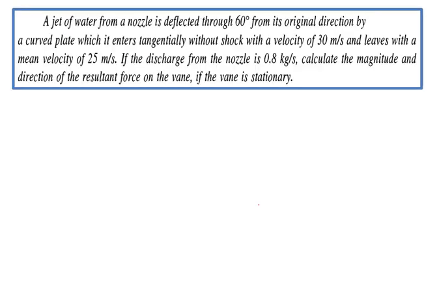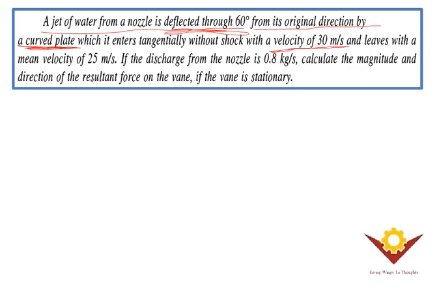Clear? And the next one: a jet of water from a nozzle is deflected through 60 degrees. It is not like the previous one. From its original direction by a curved plate, but he's not saying any symmetrical one here. You have to concentrate on it. Here it is a curved plate, but not symmetrical, which enters tangentially without shock with a velocity of 30 meters per second and leaves with a mean velocity of 25 meters per second. So he is giving the inlet velocity and the outlet velocity.